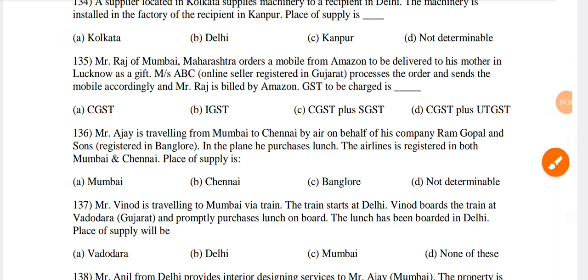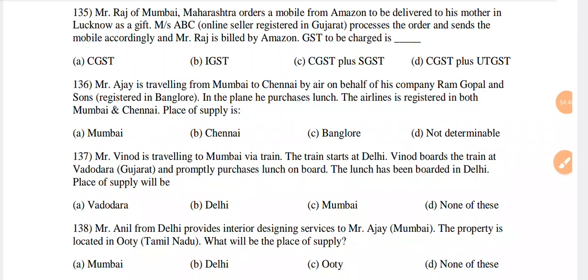Next question. Mr. Ajay is traveling from Mumbai to Chennai by air on behalf of his company Ram Gopal and Sons registered in Bangalore. On the flight he purchases lunch. The airline is registered in both Mumbai and Chennai. Place of supply is option A Mumbai, B Chennai, C Bangalore, and D non-determinable. The correct option is A.